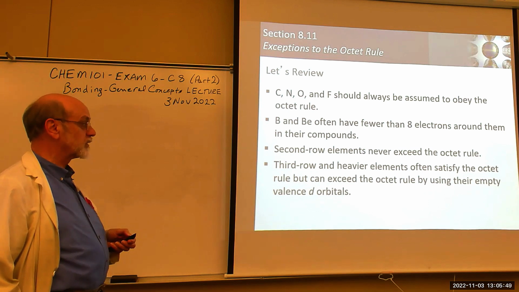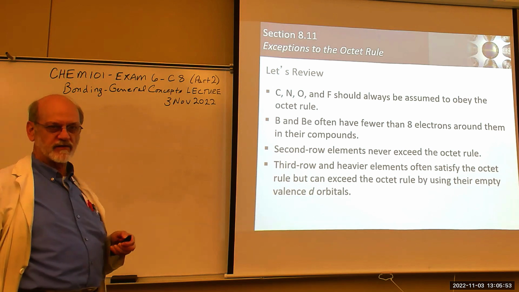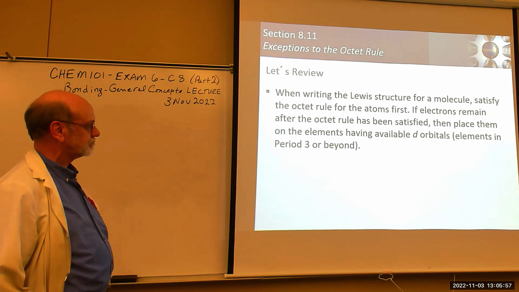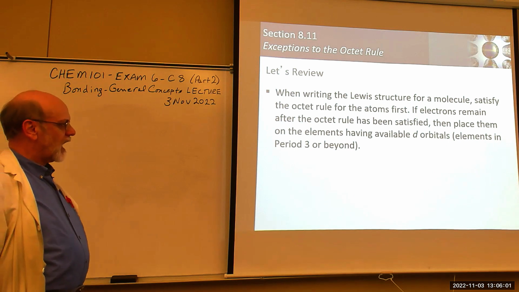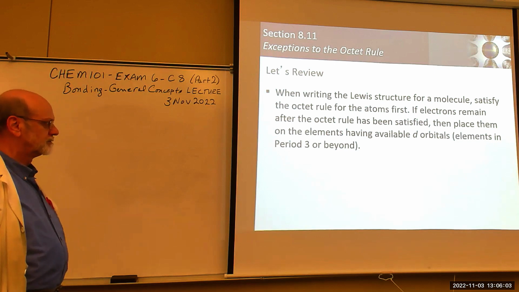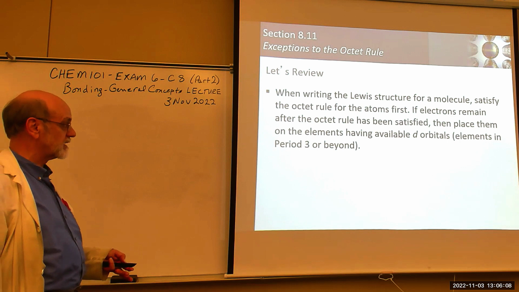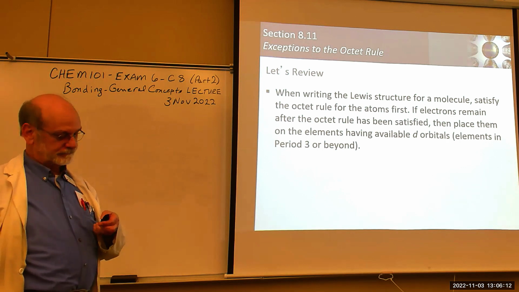Third row elements frequently violate the octet rule or exceed the octet because they have available those d orbitals. I always try to satisfy the octet rule. If you have any electrons remaining after that octet, then they will go on the central atom.